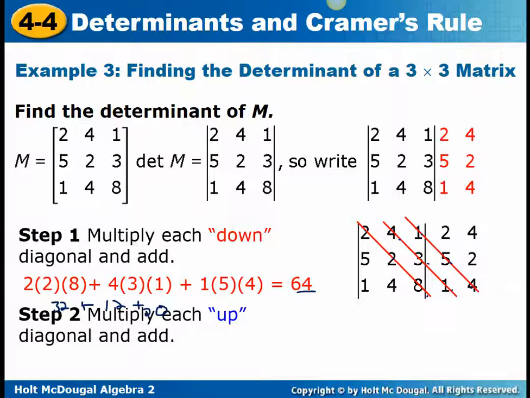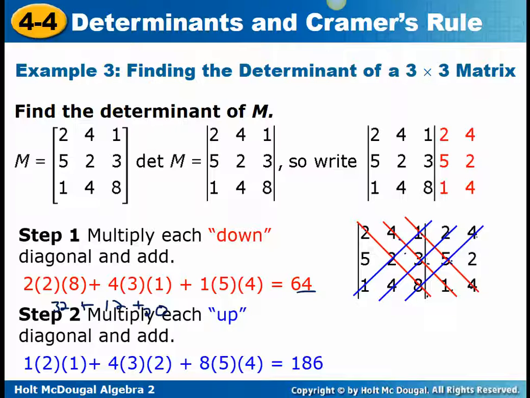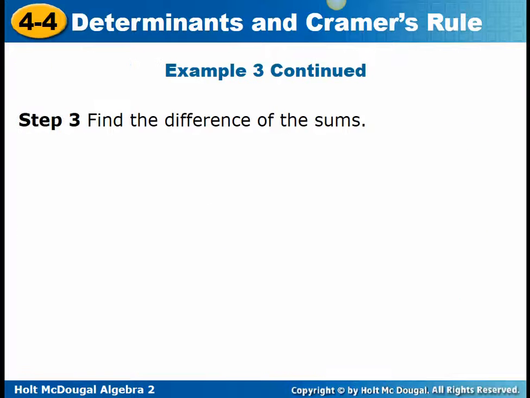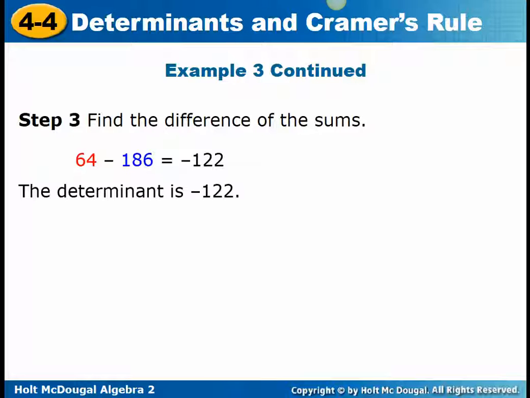Then step 2 is we also go up. So we have to multiply 1 times 2 times 1, and 4 times 3 times 2, and 8 times 5 times 4, and add those numbers together. So that's 2 plus 24 plus 40 times 4 is 160. So we end up with 186. Then step 3 is to take the 64 and the 186 and subtract them. That's your determinant.